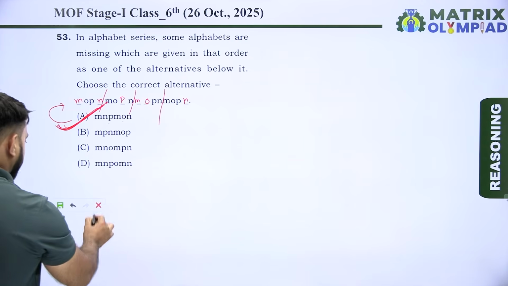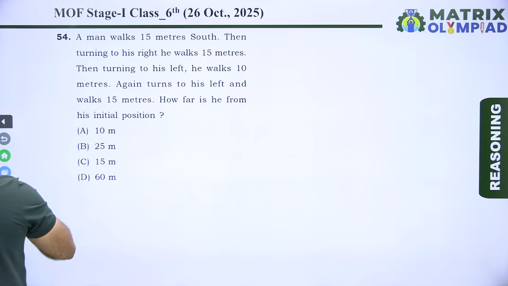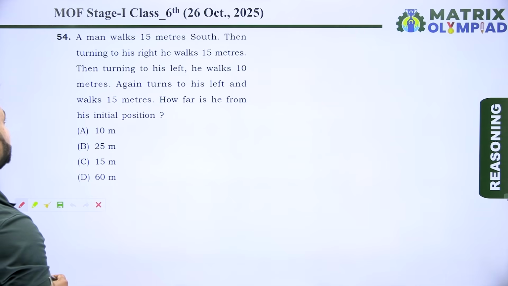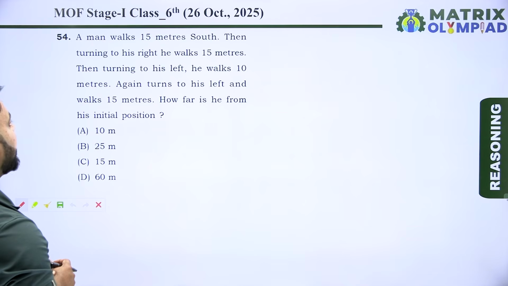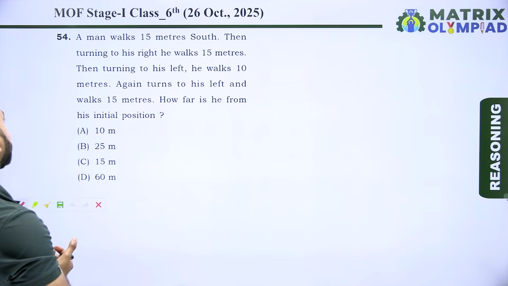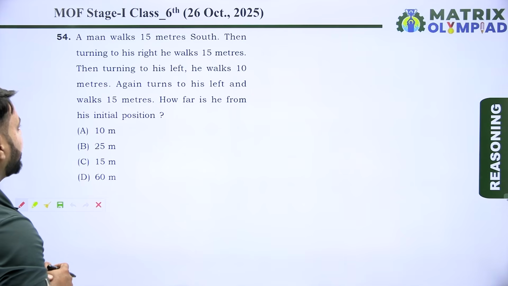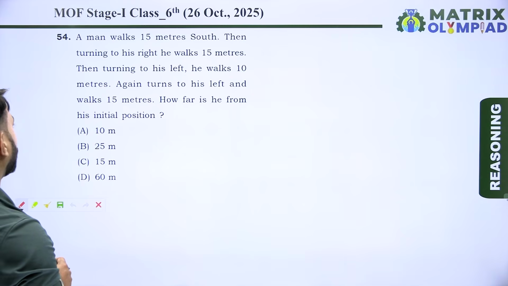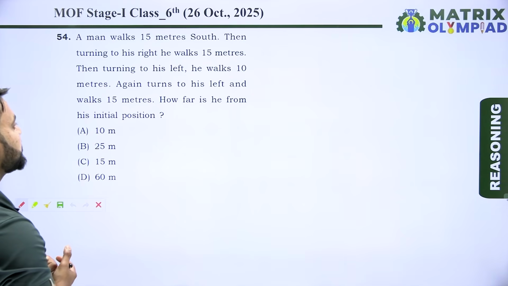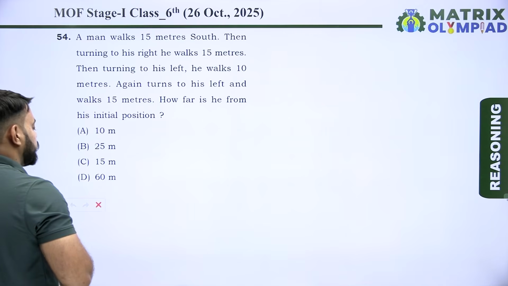Let's move on to the next question. So now the next question is question number 54. A man walks 15 meters south, then turning to his right he walks 15 meters, then turning to his left he walks 10 meters, again turns to his left and walks 15 meters. How far is he from his initial position?